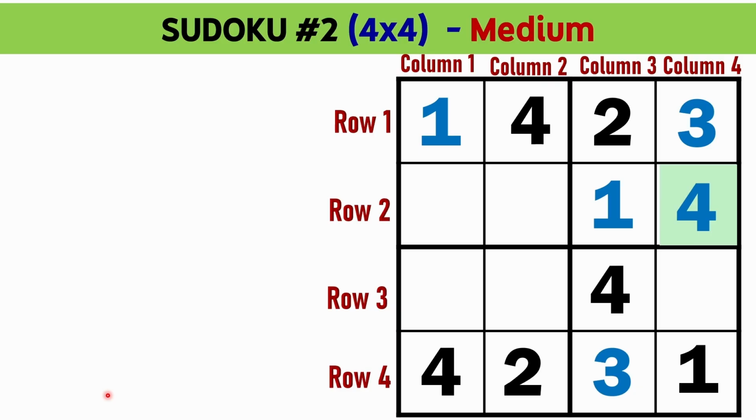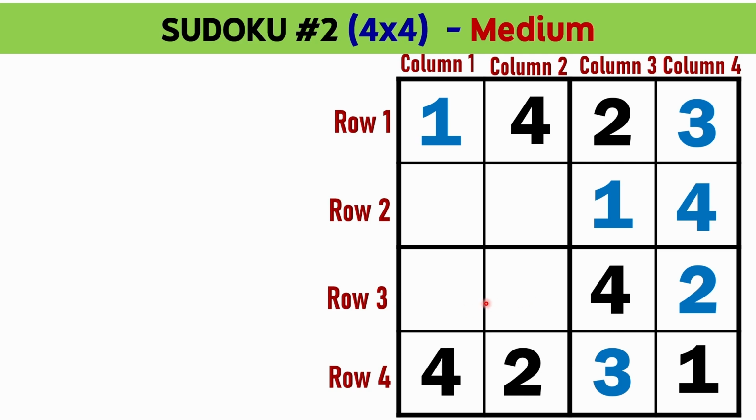Now, looking at box number 4, we already have 4, 3, 1. Or in column 4, we have 3, 4, and 1. That means the missing number is 2. In this box, we have 4, 3, 2, and 1. Now we only have 4 missing. 1, 2, 3, and 4.